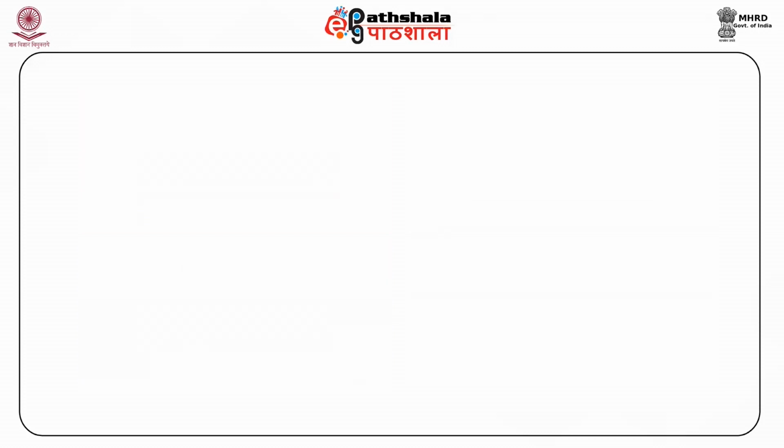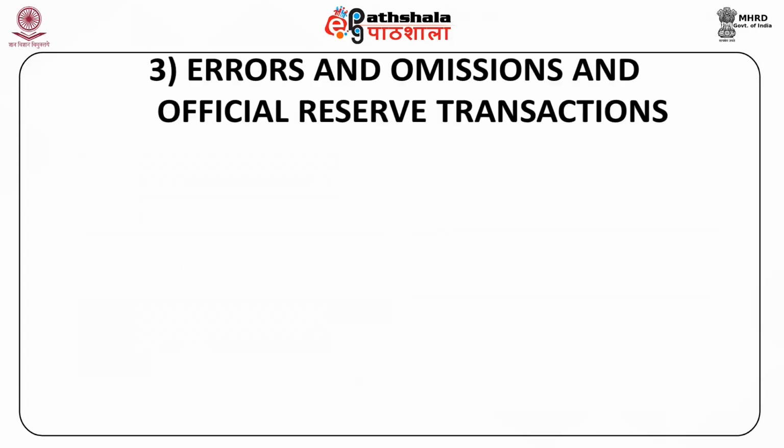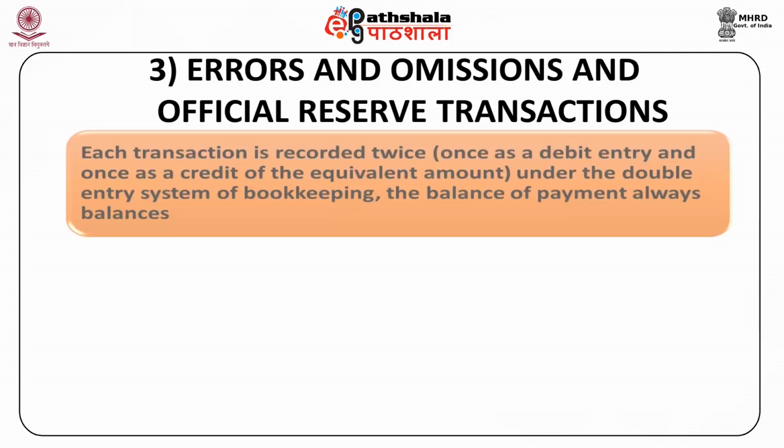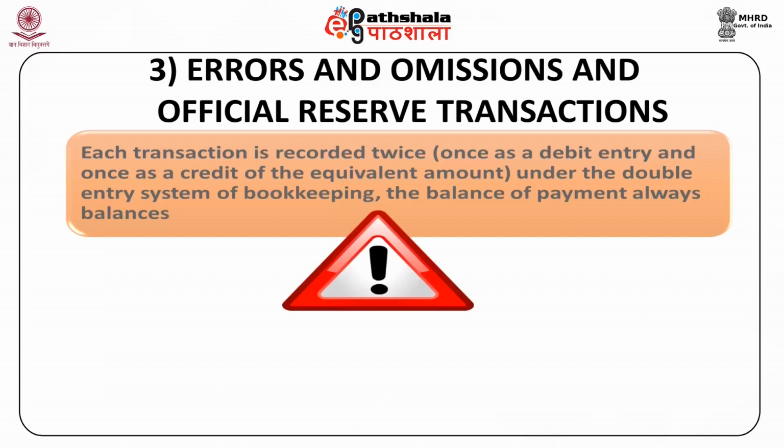The third component of balance of payments is errors and omissions and official reserve transactions. In principle, as each transaction is recorded twice, once as a debit entry and once as a credit of the equivalent amount, under the double entry system of bookkeeping, the balance of payments always balances.